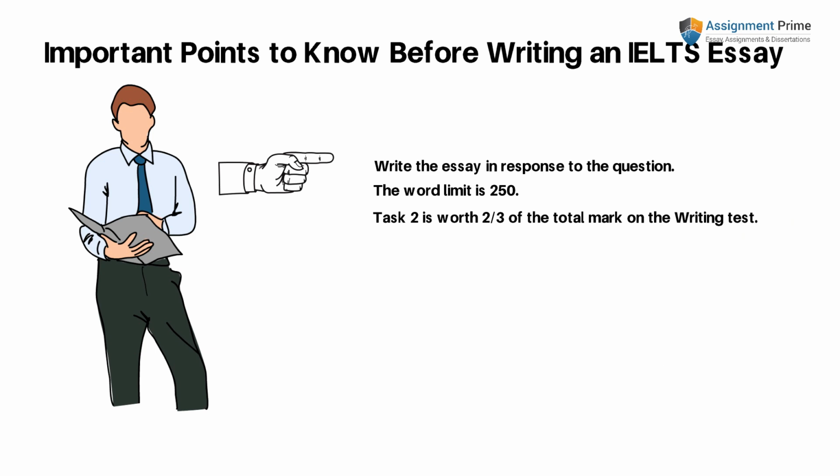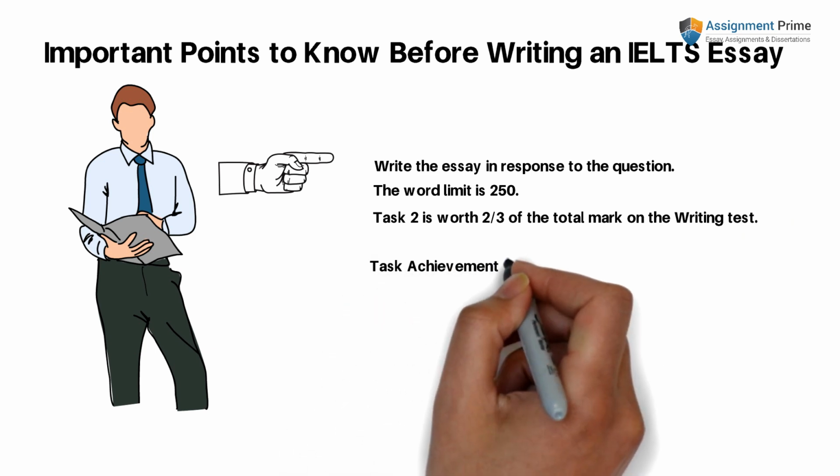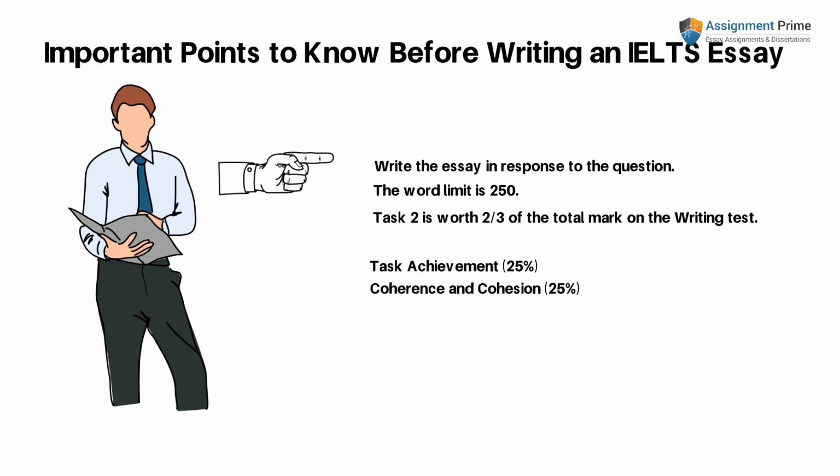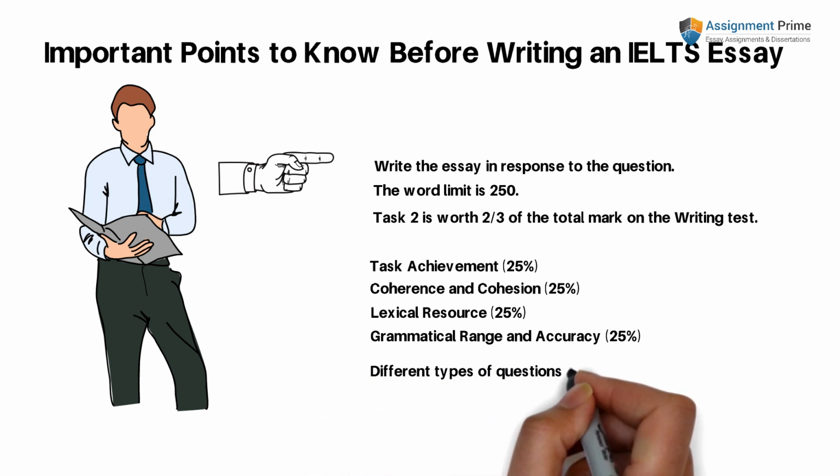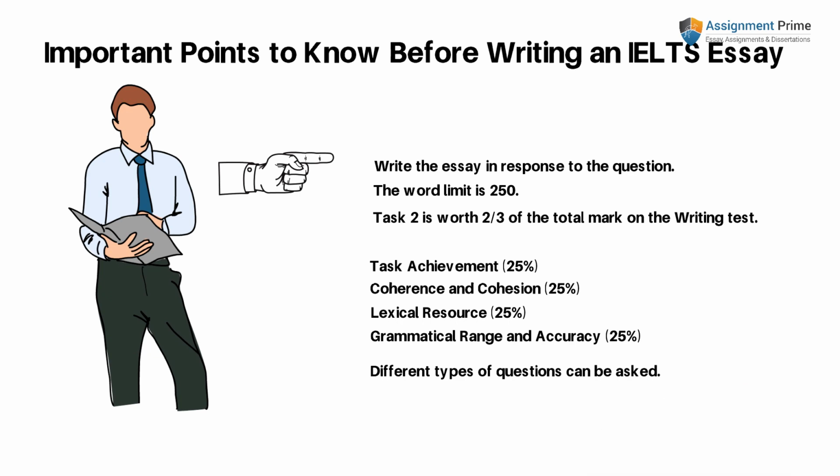You will be assessed in 4 areas which are task achievement, coherence and cohesion, lexical resource, and grammatical range and accuracy. You can be asked any type of question, such as opinion, discussion, argument, etc. The questions will be about common topics that most people are aware of.